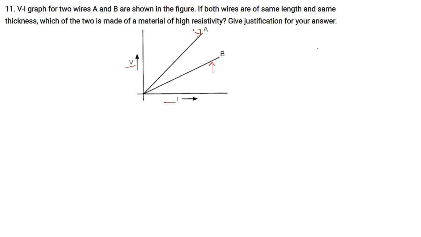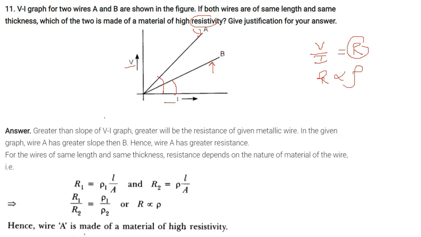We know that V divided by I is always constant, which is the resistance. So there is a slope for each wire. Which one has a greater slope? We have to find the resistivity, and resistivity is directly proportional to resistance. So the greater the slope of the VI graph, the greater the resistance of the metallic wire. In this graph, A has a greater slope than B, so wire A has a greater resistance.